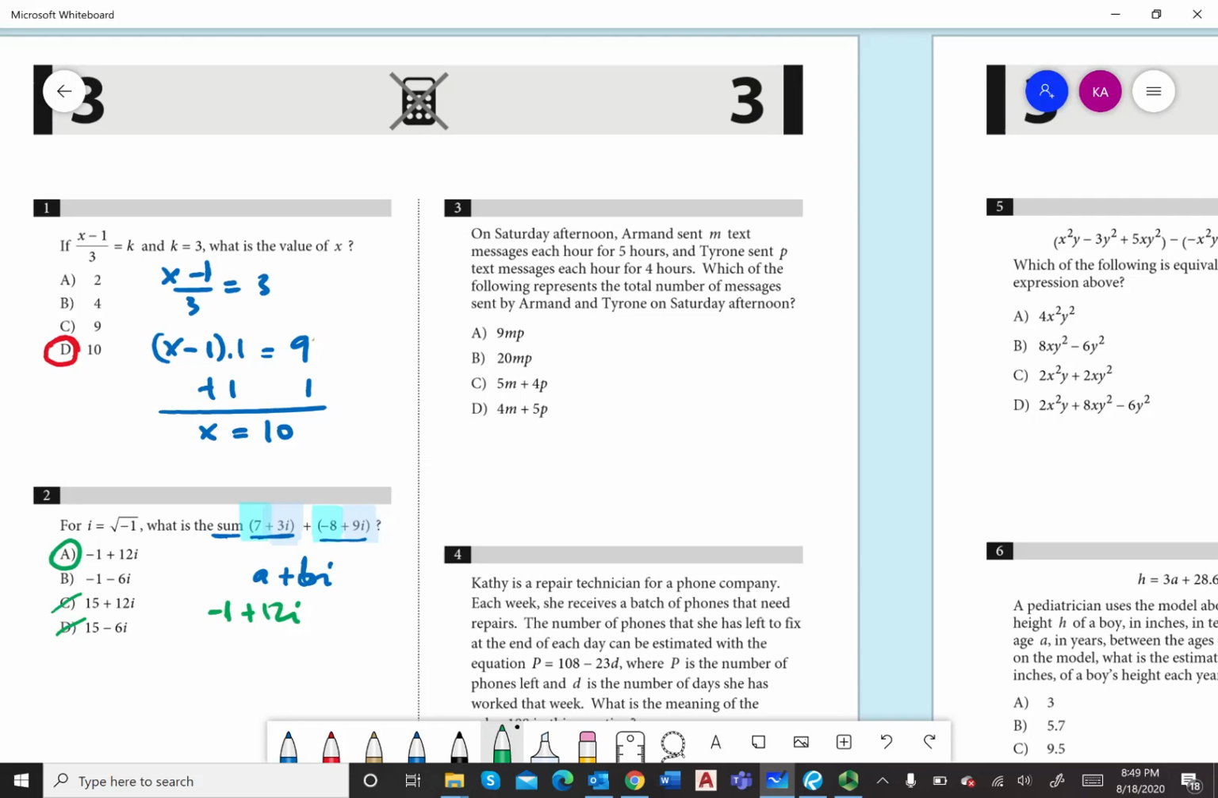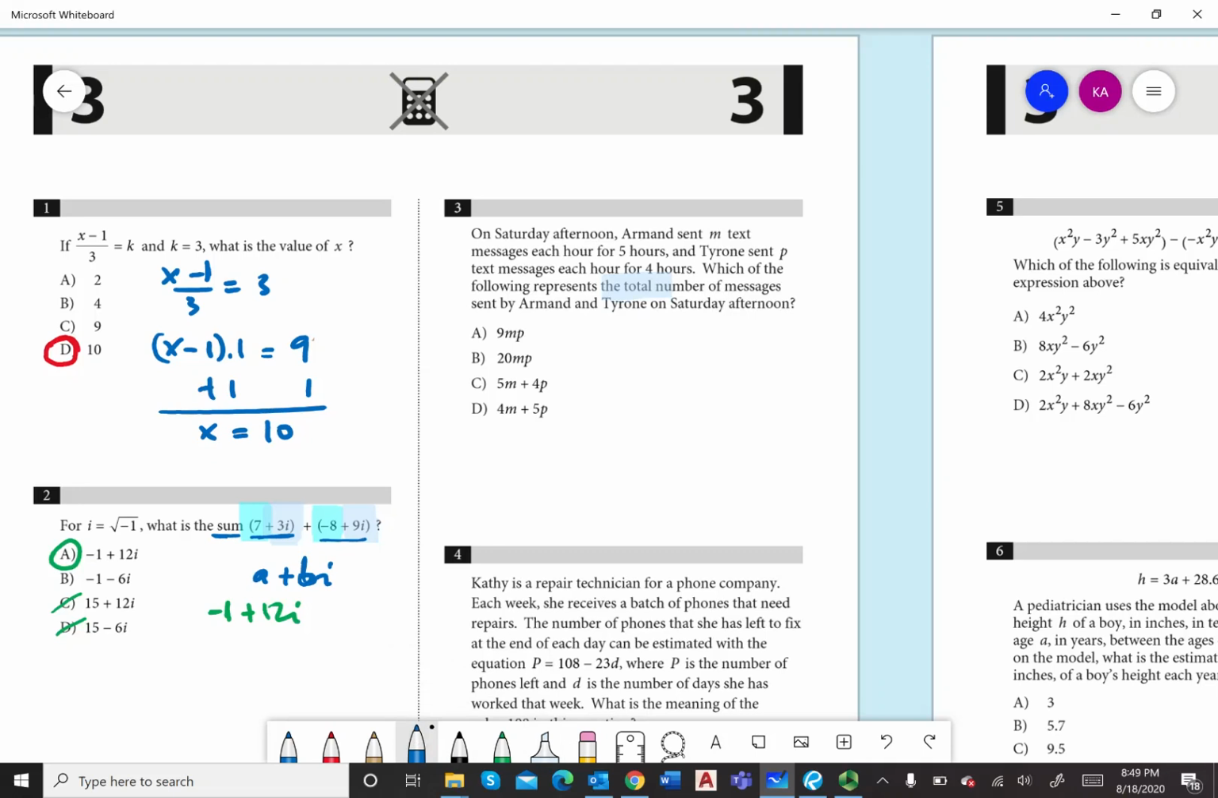Question number 3 says, on Saturday afternoon, Armand sent M text messages each hour for 5 hours, and Tyrone sent P messages each hour for 4 hours. Then it asks, which of the following represents the total number of messages sent by Armand and Tyrone on Saturday afternoon? So we want the total number. That's the most important word here, total number. So we're looking for some sort of a sum.